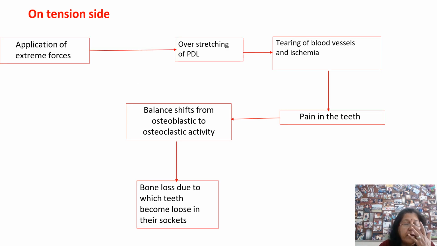When heavy forces are applied, what is happening on the tension side? There is overstretching of the PDL and tearing of the blood vessels, leading to ischemia and pain in the teeth. And so, instead of osteoclastic activity starting to take place like it was occurring on the tension side, the bone loss due to this causes the teeth to become loose in their sockets.